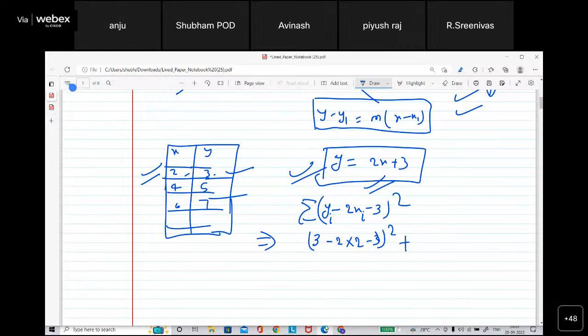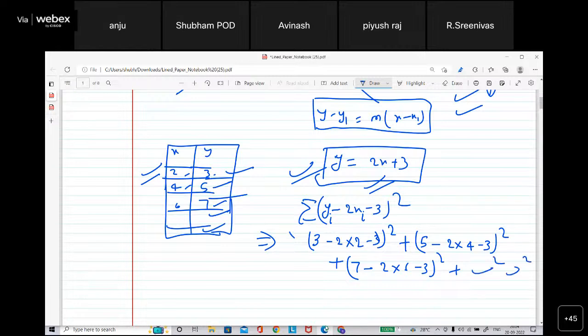Now this is the sum sign. Next one: y is 5 and x is 4, so 5 minus 2 into 4 minus 3, whole square, plus 7 minus 2 into 6 minus 3, whole square. Like that for all the data, take the square of each and then take the sum. Whatever sum you get, suppose you got 40.